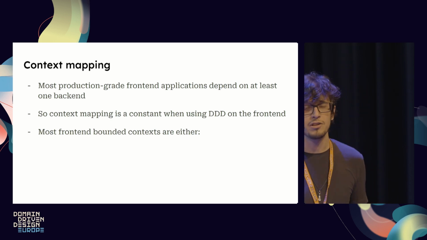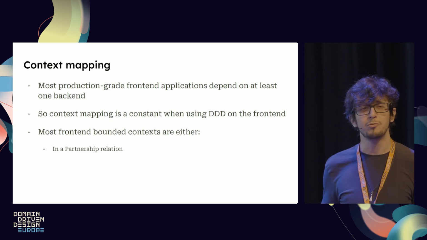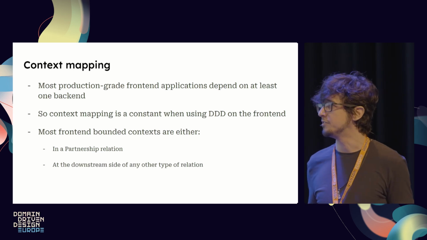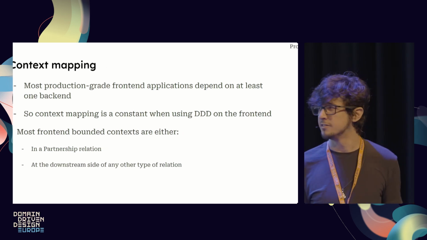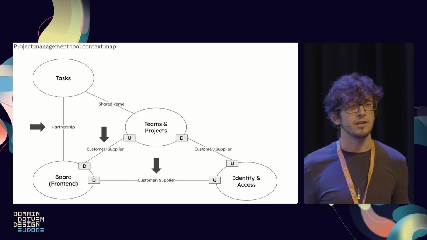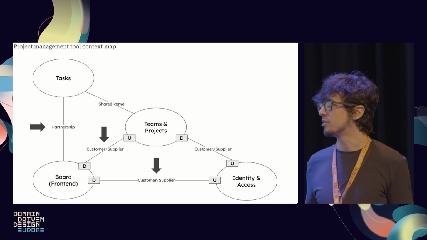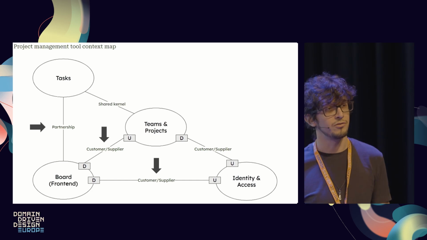And most of the front-end bounded contexts are either in a partnership relation with other bounded contexts or in the downstream side of any other type of relation. This is something that you can notice in that example that we showed before. We have the partnership there, some customer-supplier, but the front end is always on the downstream side.